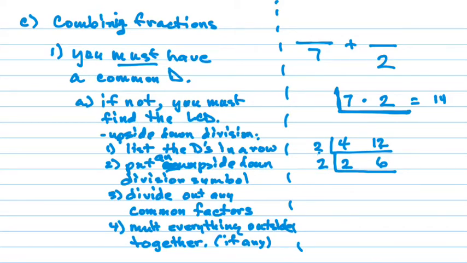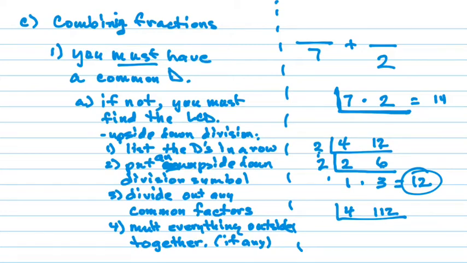2 divided by 2 is 1. 6 divided by 2 is 3. Is there anything common to 1 and 3? No. Now, what am I going to do with all the stuff that's on the outside? Multiply it all together. 2 times 2 is 4. Times 1 is 4. Times 3 is 12. So what's the LCD for 4 and 12? 12.